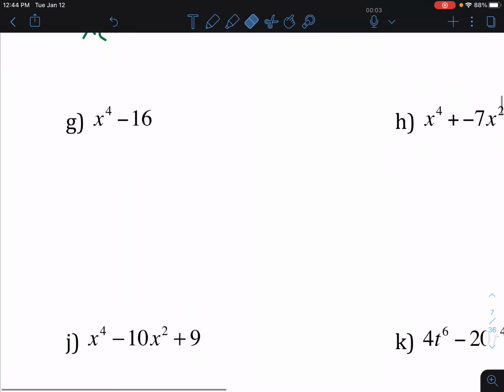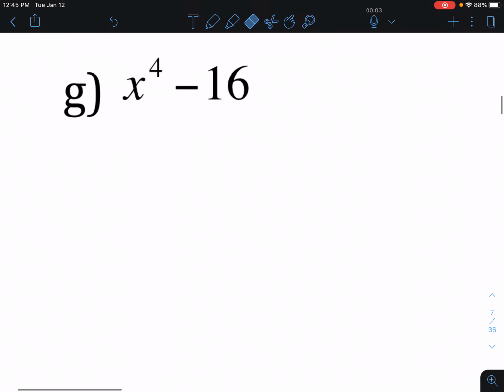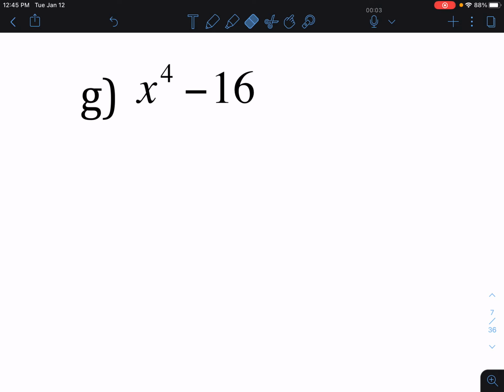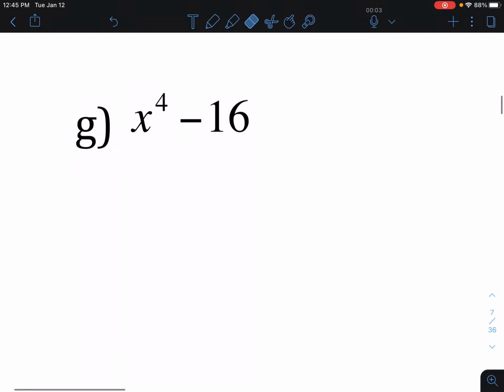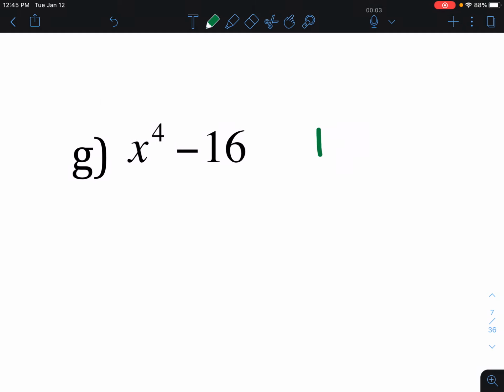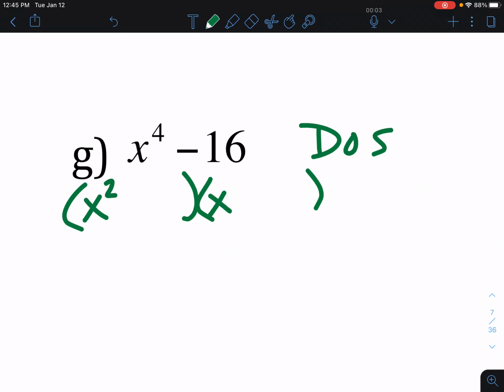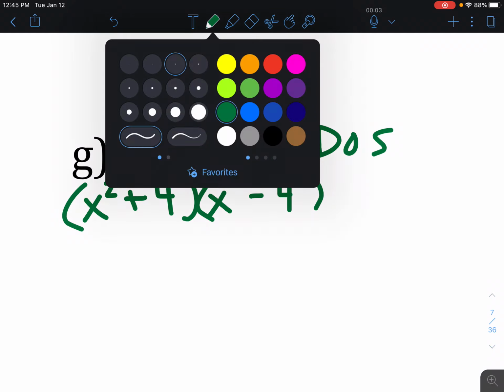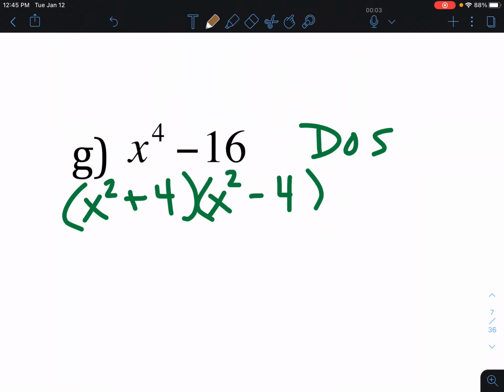Okay, letter G actually is a difference of squares. We normally see x to the second minus 16, but x to the fourth is an even-numbered exponent, which means that can also be a difference of squares. So instead of x's in each of them, x to the fourth breaks up into x squared in each of them. And of course, difference of squares has plus minus, and then the square root of 16 gets the 4s.